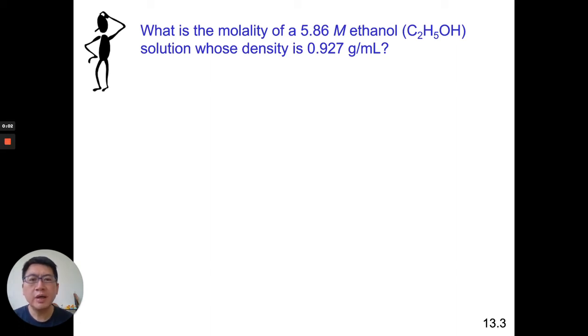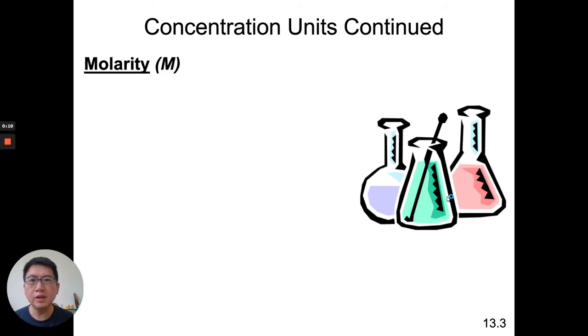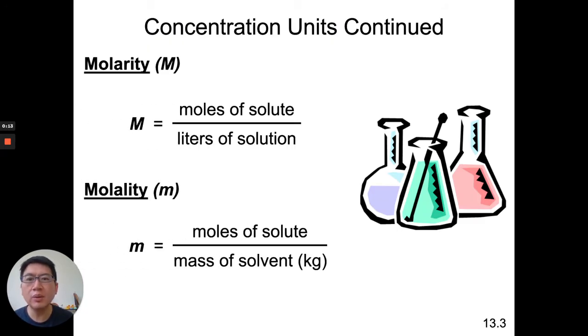So we just finished talking about molarity and molality. We talked about the difference between them. Molarity is defined as moles of solute divided by liters of solution, and molality is moles of solute divided by kilograms of solvent. One big difference, the main thing, is the denominator.